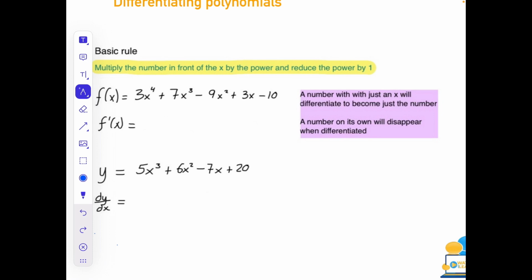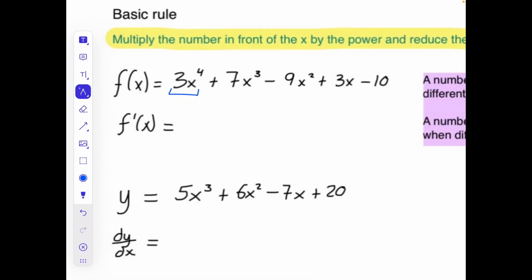So we're going to multiply the number in front of the x by the power and then reduce the power by 1. Okay, so that's our basic rule for differentiating. Probably the one we're going to see the most often. So multiply the number in front of the x.